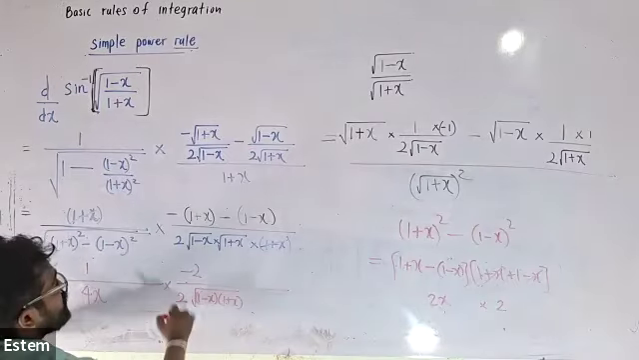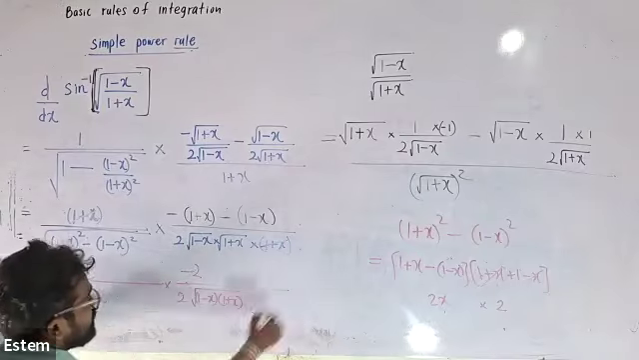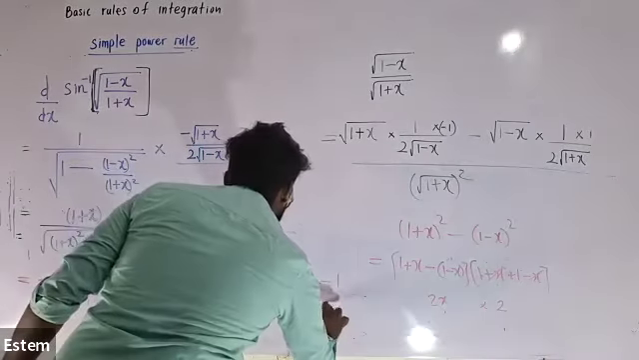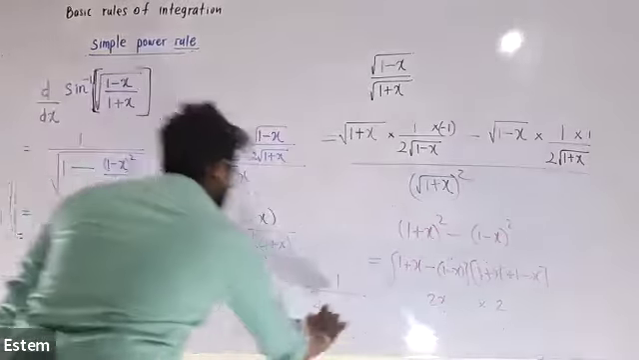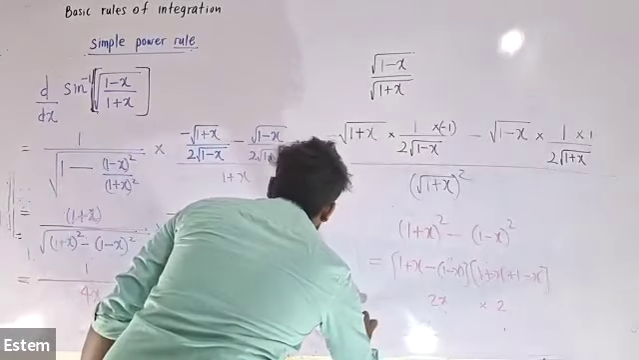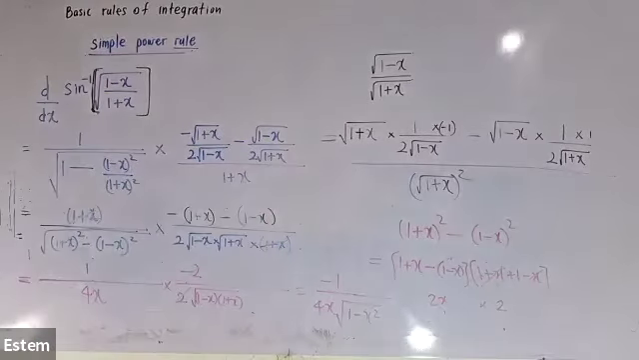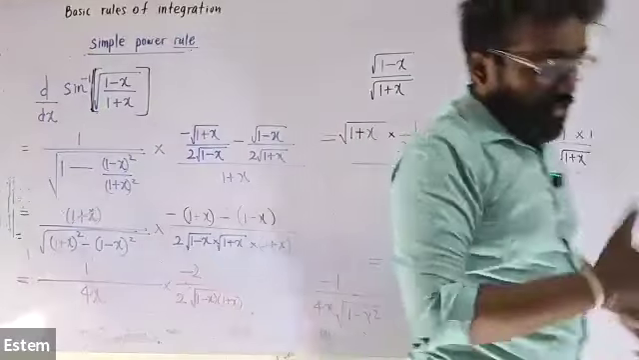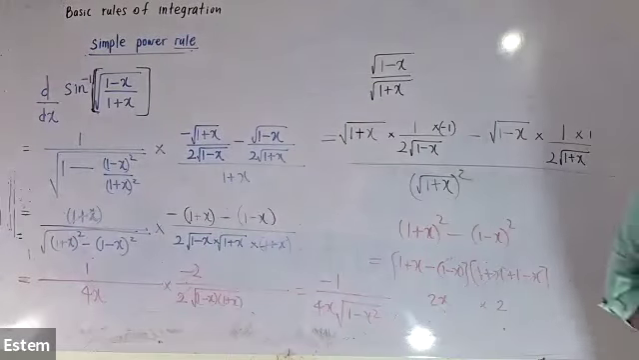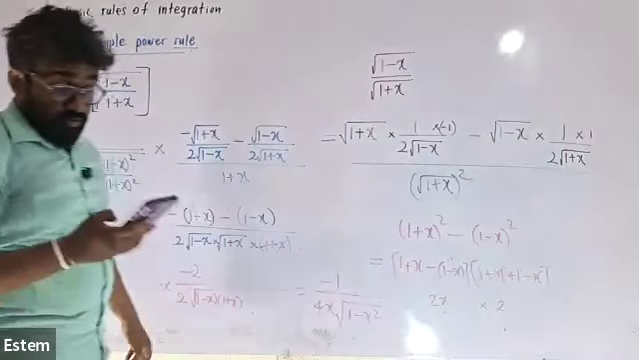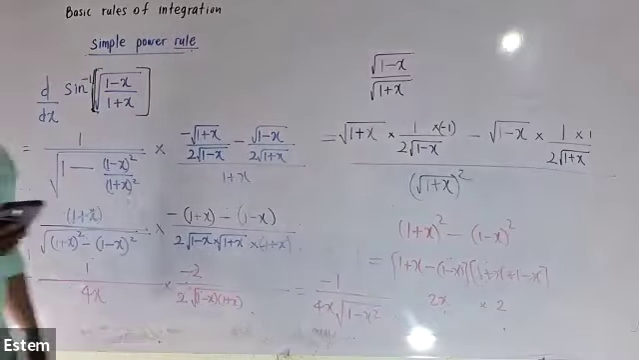So Sophie, this is the answer. 2 also cancelled out. So what's the final answer? Minus 1 over 4x square root of 1 minus x squared. This is the final answer, Sophie. Do you understand? Do you have any problems? Okay, Sophie, okay. There is another question also, no? Yeah, we can do that also.